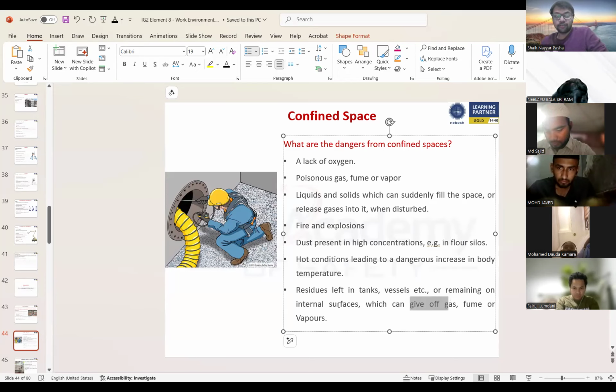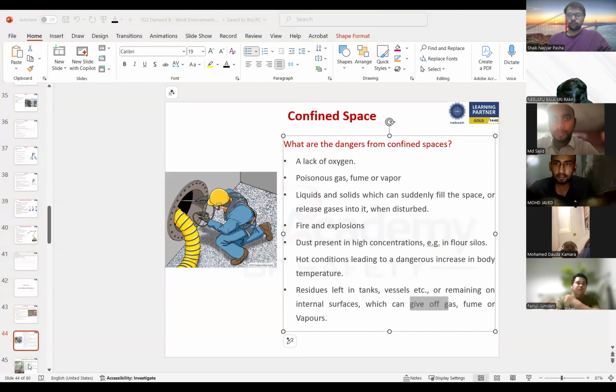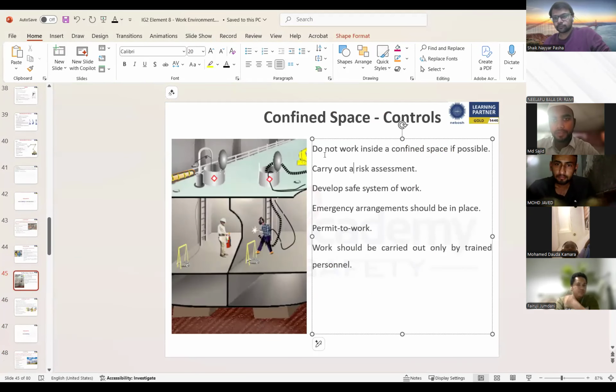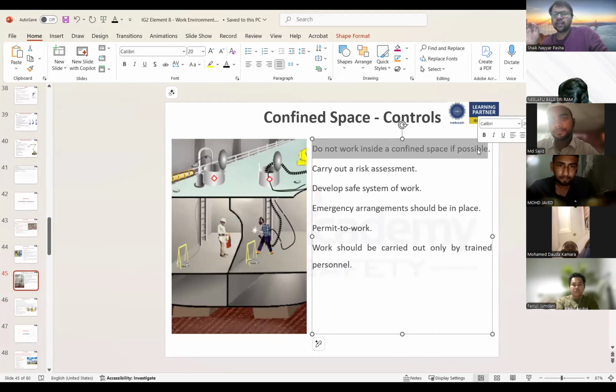So that is why confined space work is considered to be high risk work. Am I clear? Do not work inside a confined space if possible. Elimination is always the best option. But if the work cannot be completed without entering into it, then only you should think about working inside.